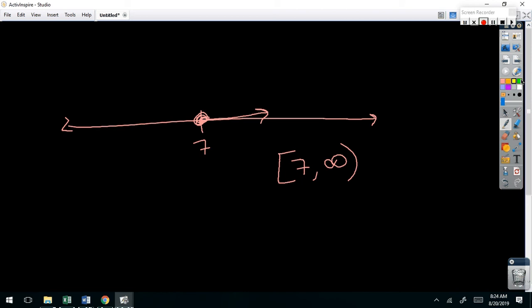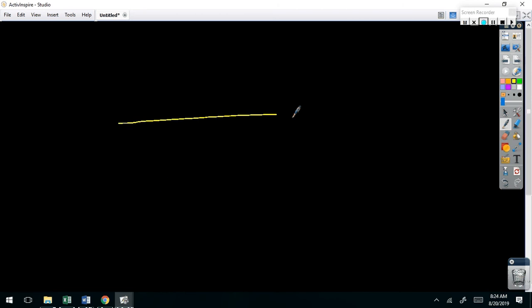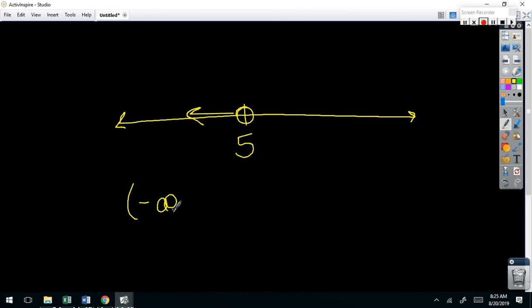Okay. One more. Give me a number. 5. Interval notation. Parenthesis, because you always go smallest to biggest. 5, parenthesis. Kick it up a notch. Not too much, just a little bit.